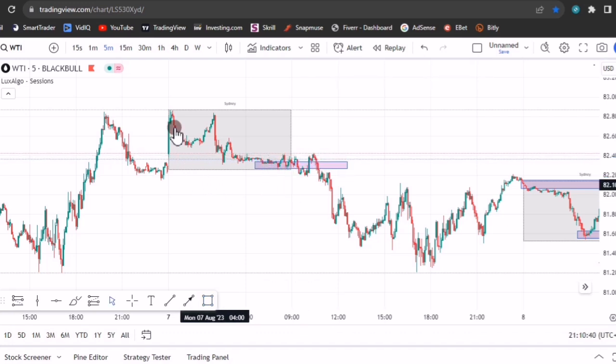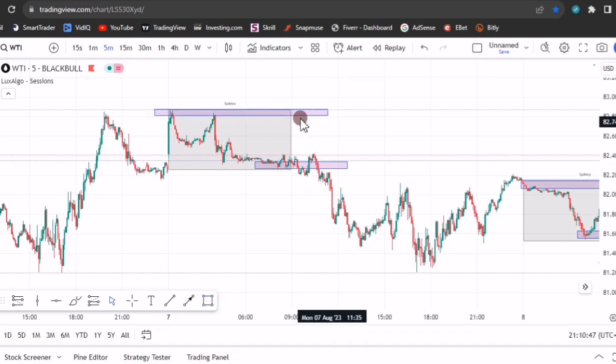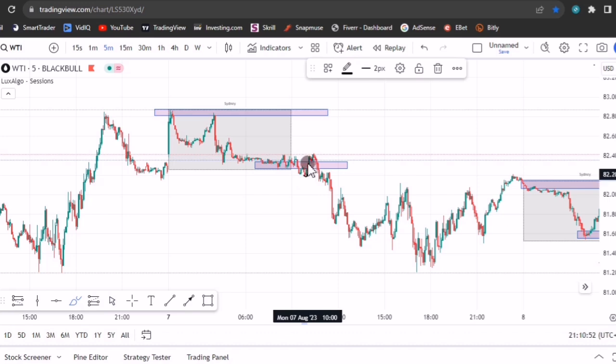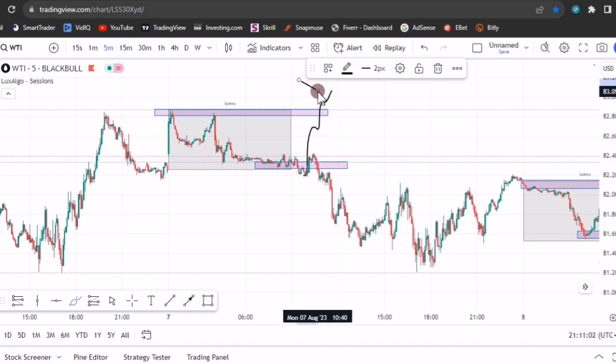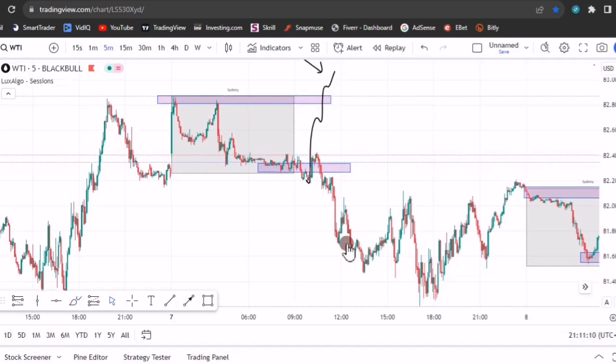This was the lowest point on Sydney. That was the highest point over there. The highest point, you can use it in a situation whereby, let's say you take a sell and then price goes against you until it closes above. If you see price continuing, you can enter a buy trade up there. But for now, I just want us to see how this thing plays out.